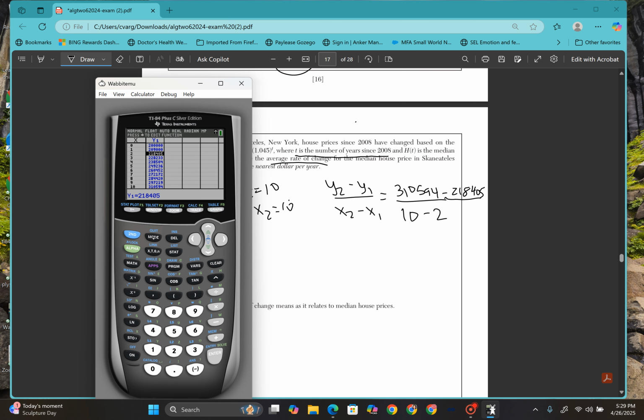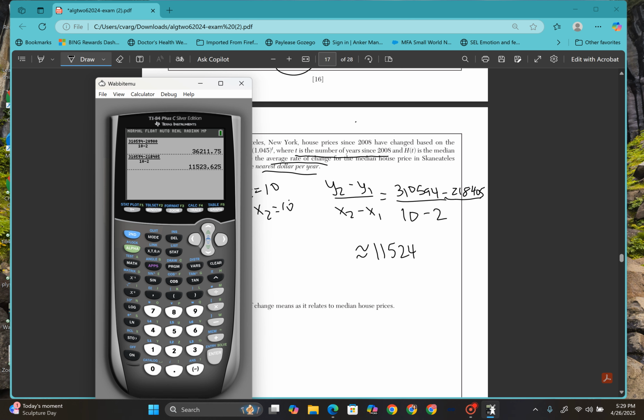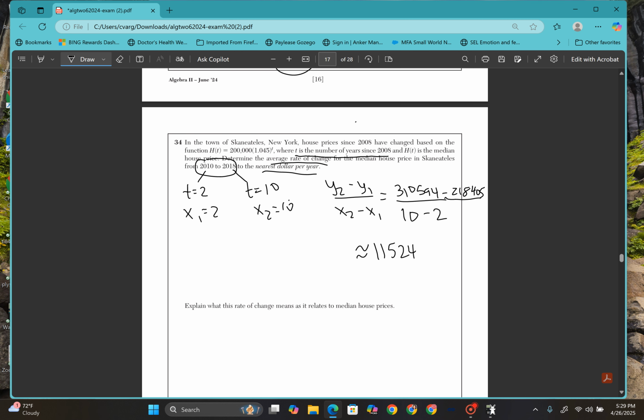All right, so now let me go back to my calculator. I'm going to go up, and instead of typing the whole thing again, I'm literally just going to change my second answer to 218405, and then I'm going to hit enter. Okay, much better. So now I get that my average rate of change is about 11,524 because it says to the nearest dollar. So let's see if that makes sense. That does, because that 6 makes the 3 go up. Cool. So that's how much the average rate of change is, and this is in dollars.